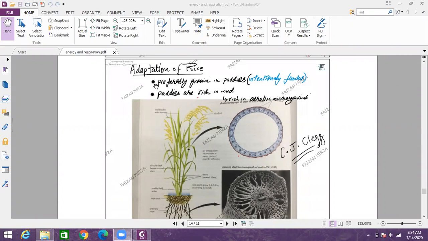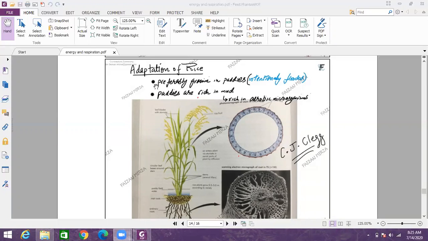You can recall from your knowledge of geography from your O levels that rice is a crop which is grown in paddies. Paddies are intentionally flooded fields, and these intentionally flooded fields are rich in mud. Why do we grow them in mud? Because rice is a plant which has certain adaptations. It grows very fast in mud and it grows very tall as well.